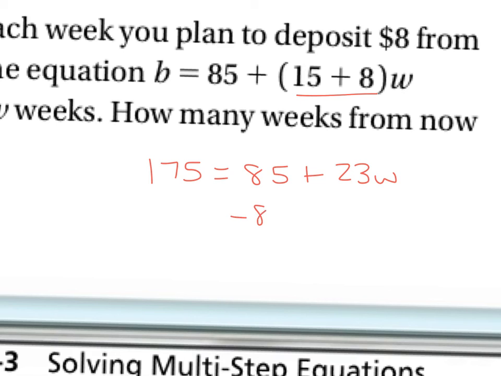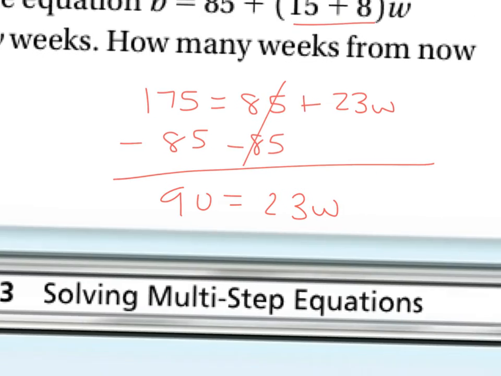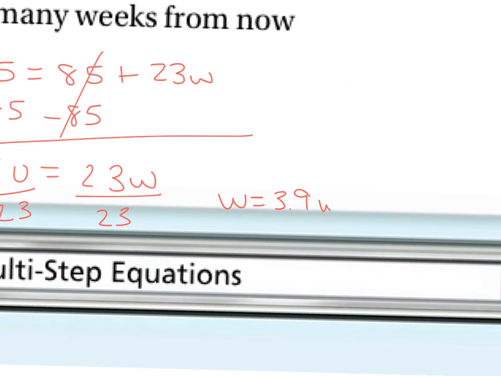All right, so now I'm going to subtract 85 from both sides. So that cancels. All right, and I'm going to take 175 minus 85 and get 90 equals 23W. And then I'm going to divide by 23. So 90 divided by 23 will give you 3.9 weeks.